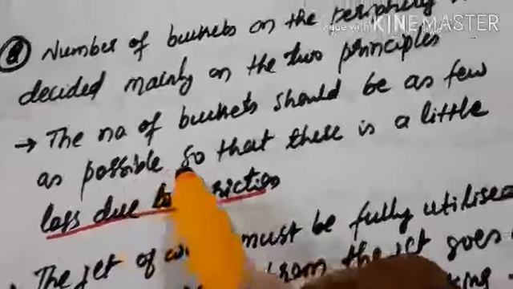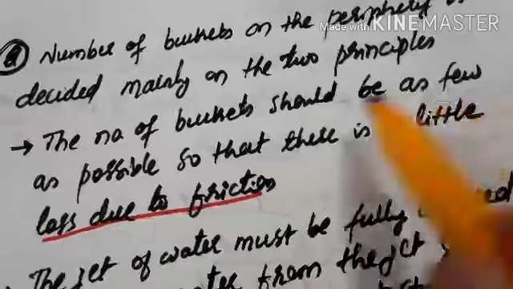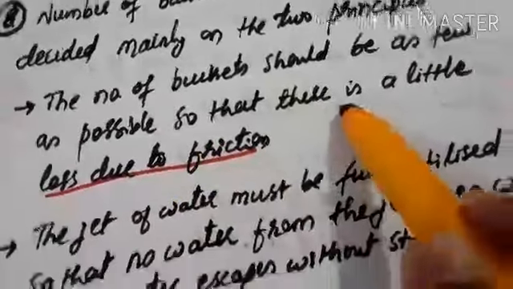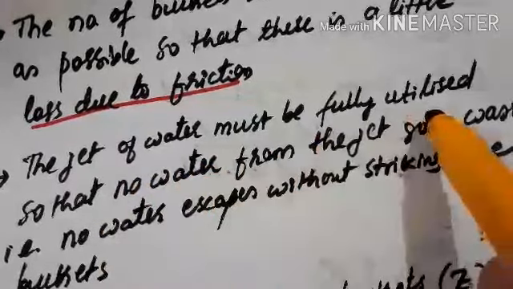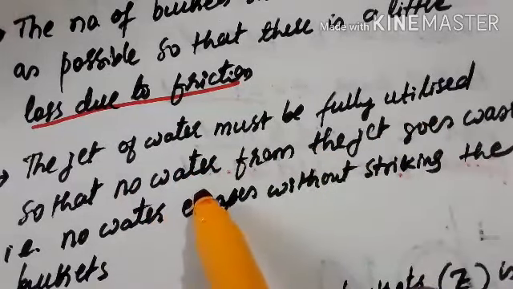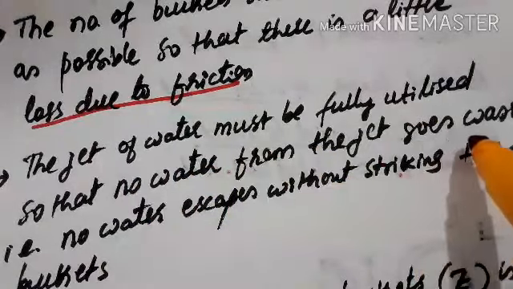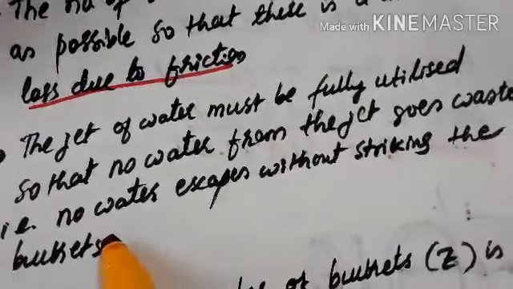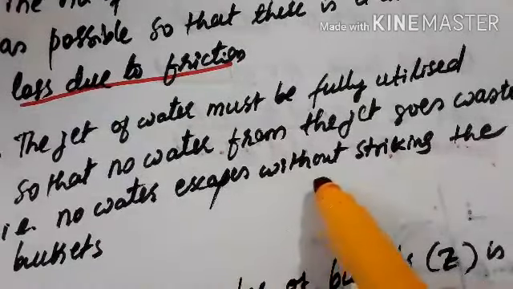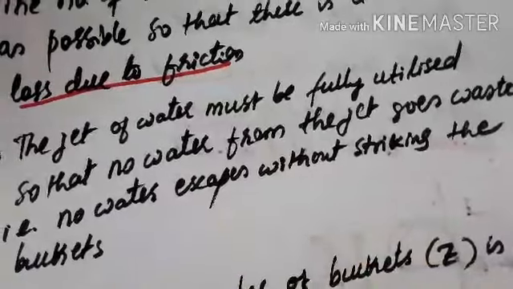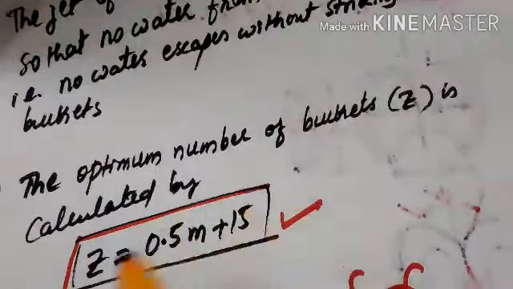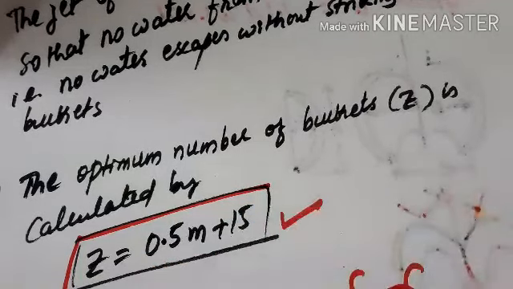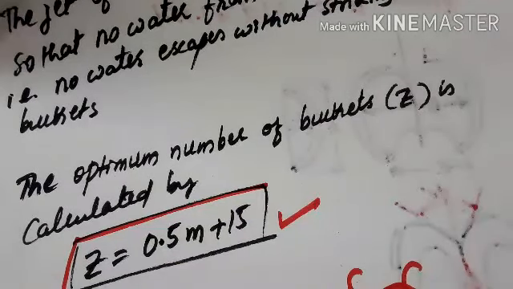That is, the first principle is that the number of buckets should be as few as possible so that there is little loss due to friction. The second is that the jet of water must be fully utilized so that no water from the jet goes waste, that is, no water escapes without striking the buckets. And remember this formula, Z equal to 0.5 M plus 15, to calculate the number of buckets.